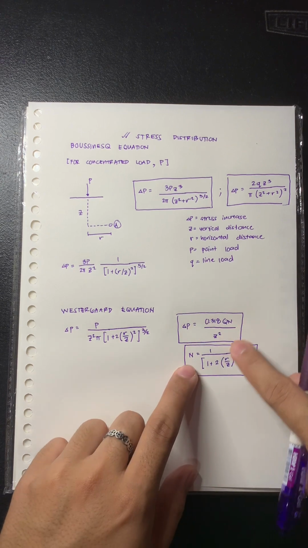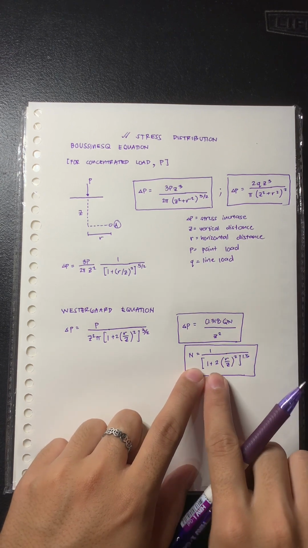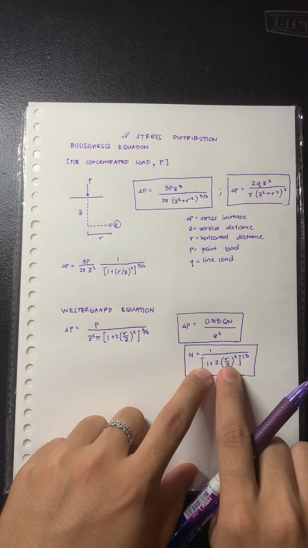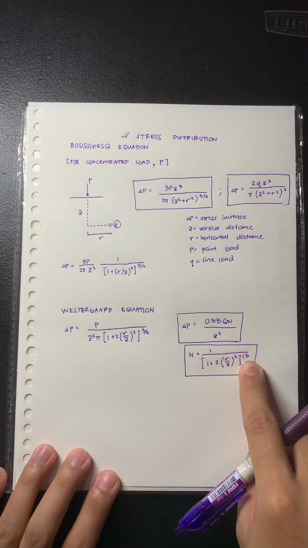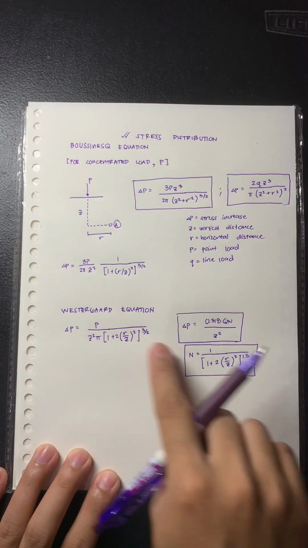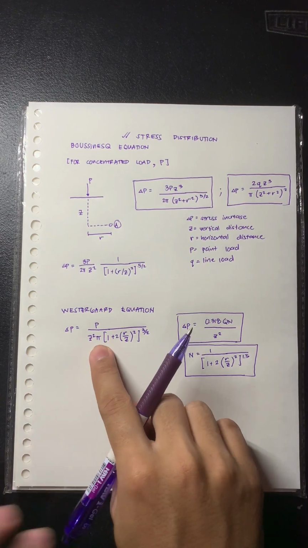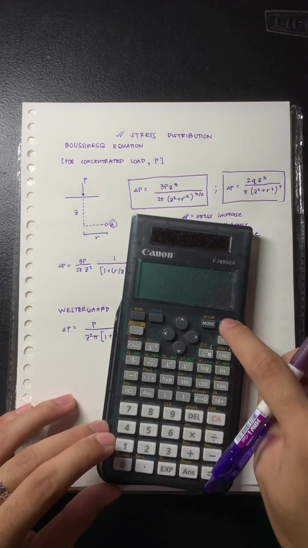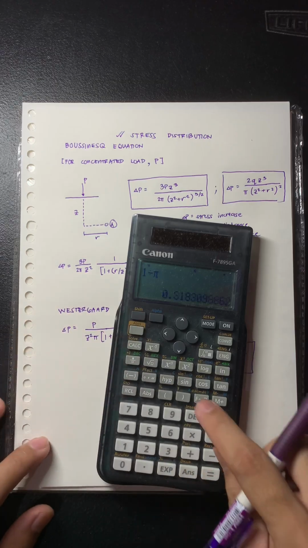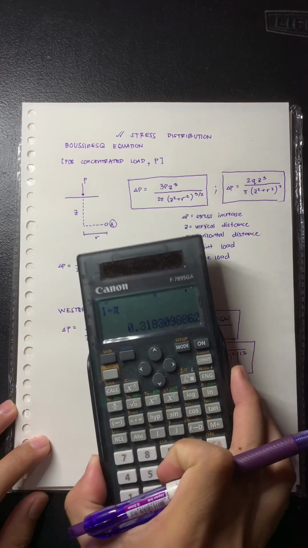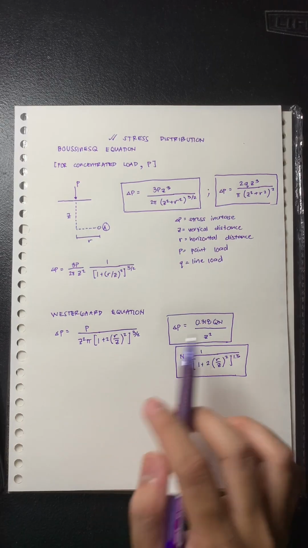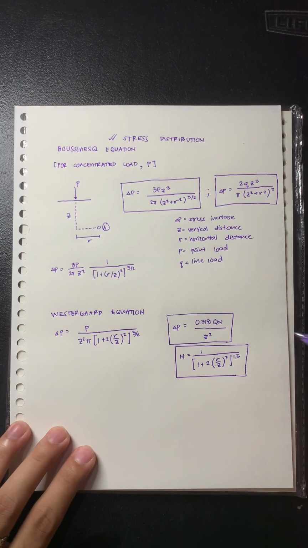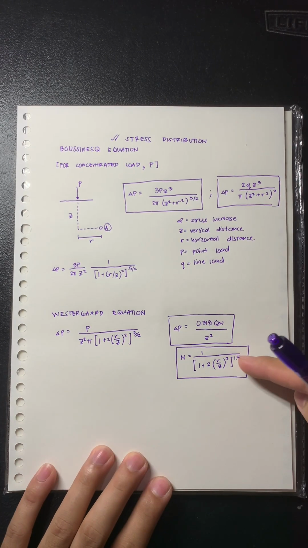The N, it says here, is 1 all over the quantity of 1 plus 2 times R over Z, squared, raised to 1.5. It looks strange, but it's the same. 1 divided by pi is simply 0.318. Do you see that? So, therefore, these two equations are similar. And I prefer to just memorize this one.